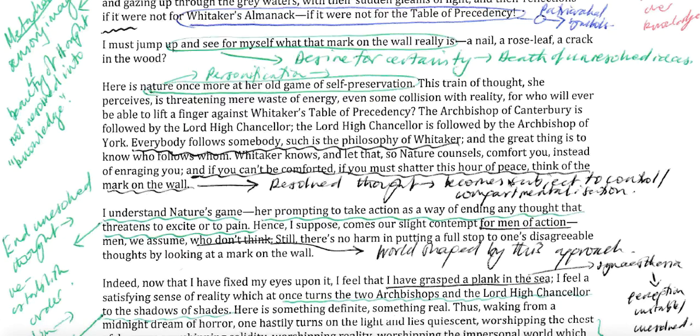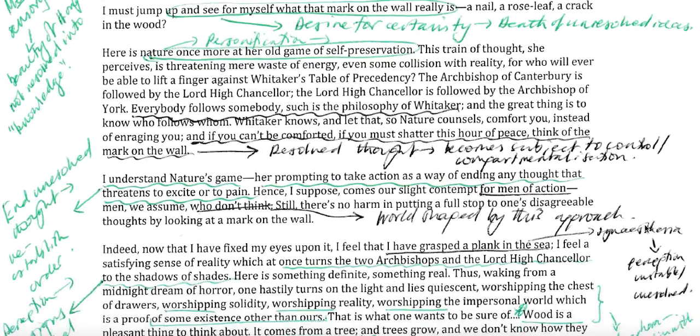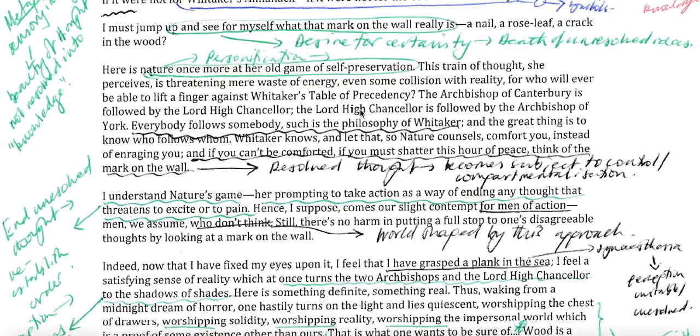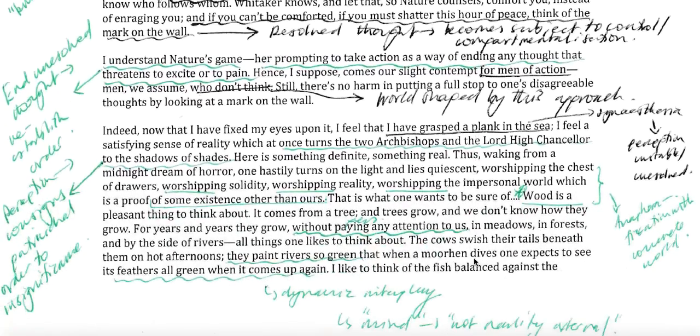So resolved thought then becomes subject to control and compartmentalization. She sees an analogy between the certainty that she has surrounding the mark on the wall as a sense of resolution that makes her thought just perhaps some other little factual trinket in a text like the table of precedency. And so that deliberate construction of uncertainty and irresolution is a way of escaping that.